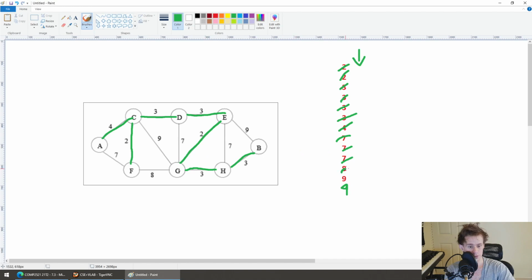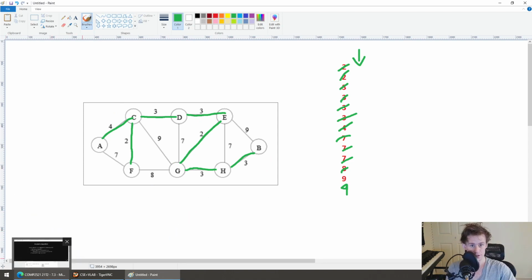But you go through that process, adding edges in increasing order, skipping any that form a cycle, until you've connected all the nodes in the graph, which we've done here because A, C, F, G, D, E, H, B, they're all connected. Okay.